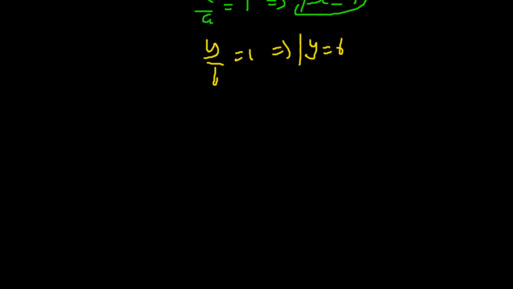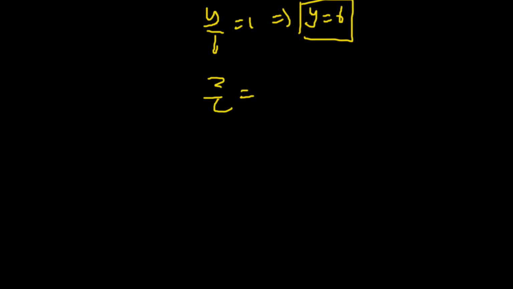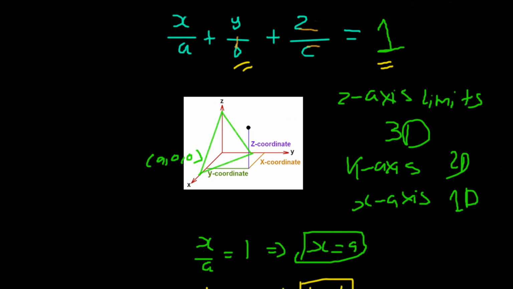Y by b equals 1, so the value of y will be b. So here it is b. Let's see for z by c. Z by c equals 1, so the value of z equals c. Let's write the points here. For z we had c, so the x value is 0, the y value is 0, and z is c. For y we have 0, b, and 0. These are the values which we had.